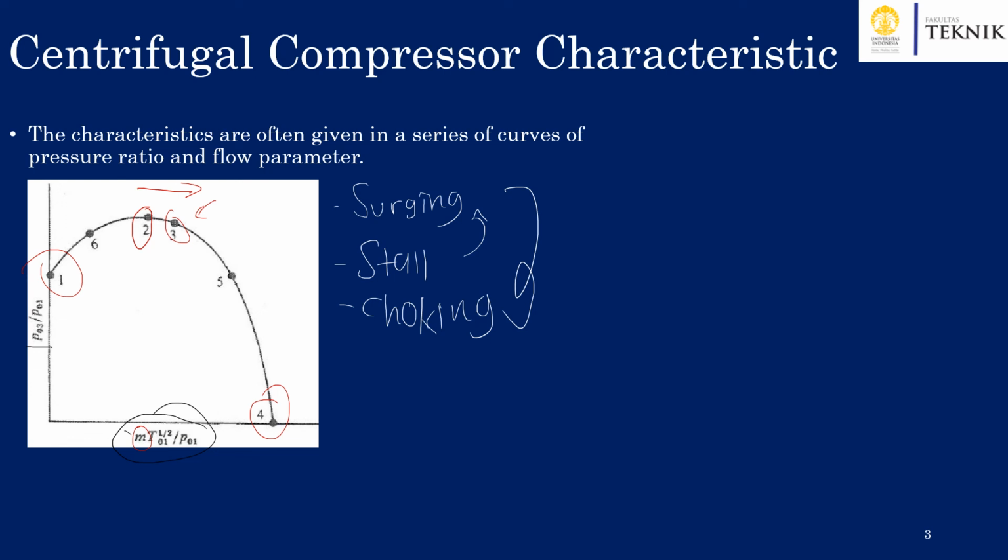So let's say on this theoretical graph, point 2 is the optimum value where we can put the mass flow rate into the compressor, since there is no more pressure rise if we keep pushing the mass flow rate to a higher value.